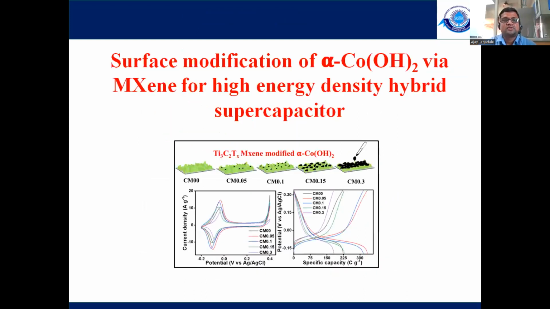So in our second work, we were trying to improve the performance of alpha cobalt hydroxide. In our first attempt, we used cerium doping. In the second attempt, we used surface modification of alpha cobalt hydroxide using MXene.